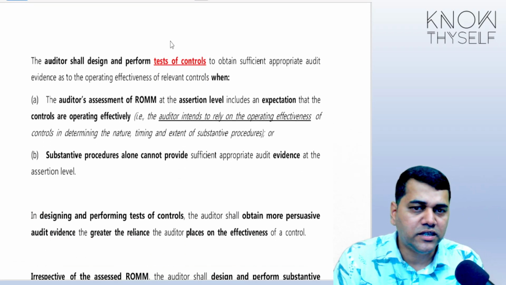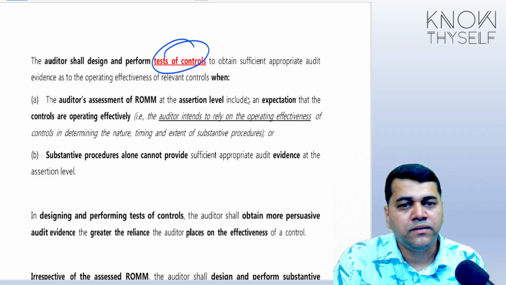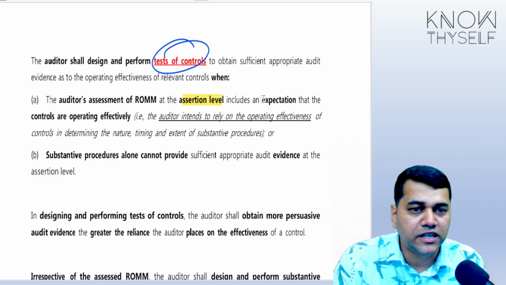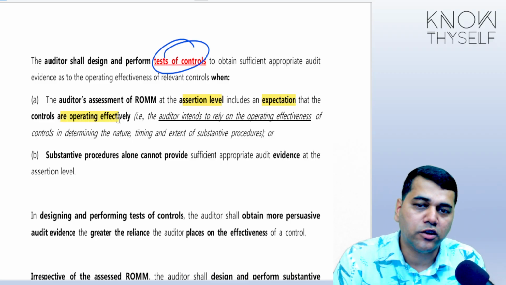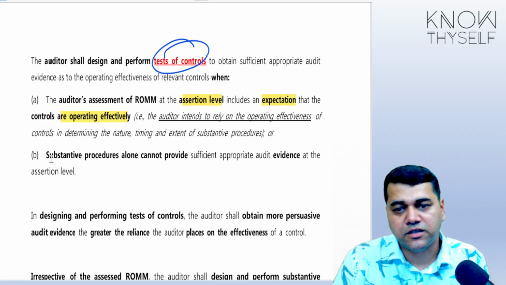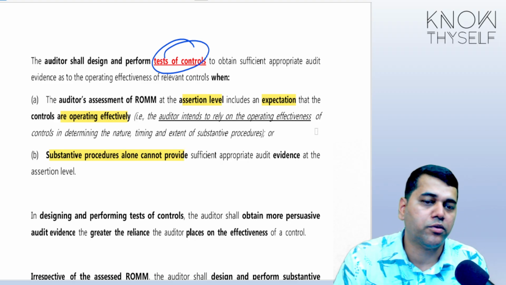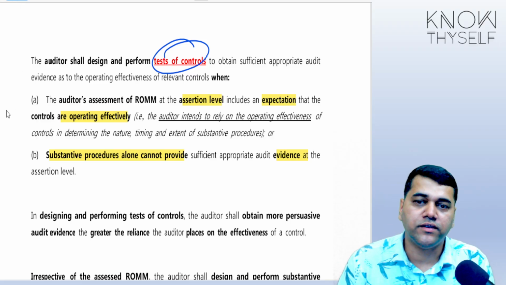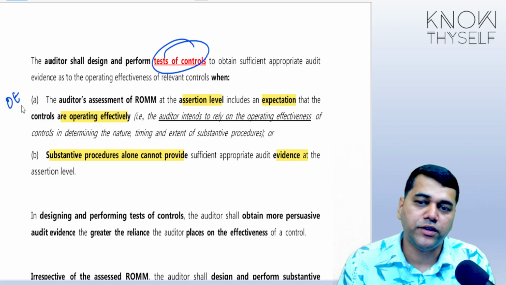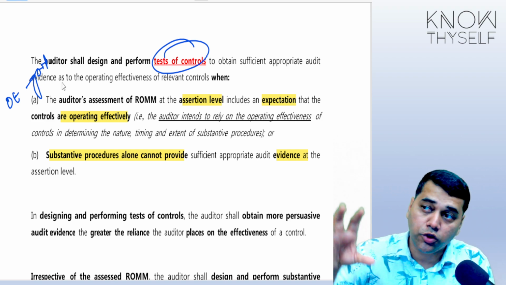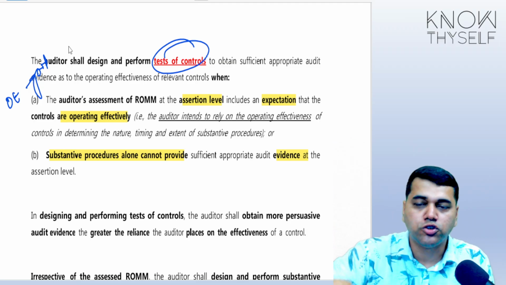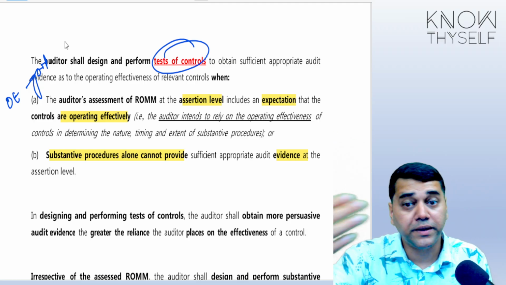Now, the auditor shall design the test of controls when the auditor's assessment of ROMM at the assertion level includes an expectation that controls are going to operate effectively, and substantive procedures alone cannot provide the evidence. One thing, you need to have a very strong confidence that operating effectiveness is good. That means what you assessed or evaluated about the control is going to operate very effectively.